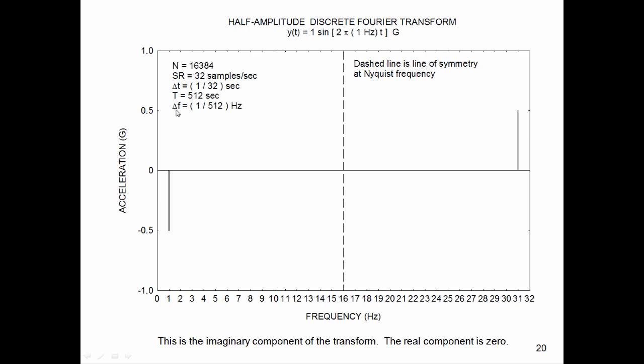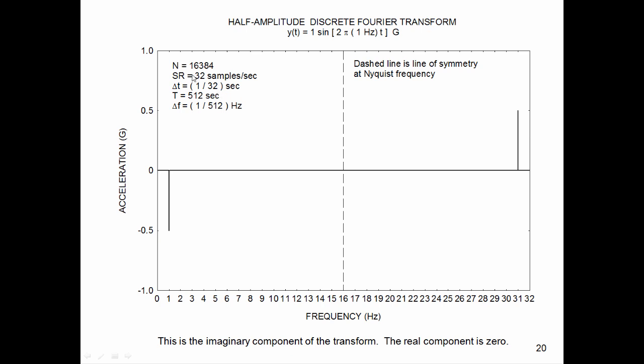Our delta f, our frequency step, is 1 over 512 seconds. That's 1 over the measured duration. So that's the smallest frequency of a sine function we can resolve. Well, in this case, we have 1 hertz, which is well above that delta f, so we're in great shape. So let's see, what's going on with this plot?